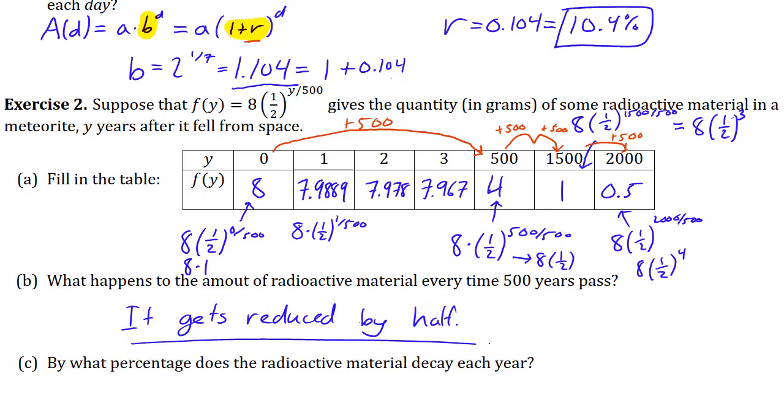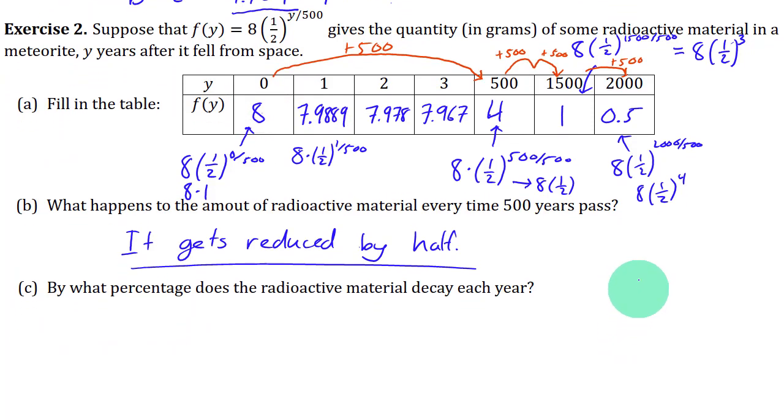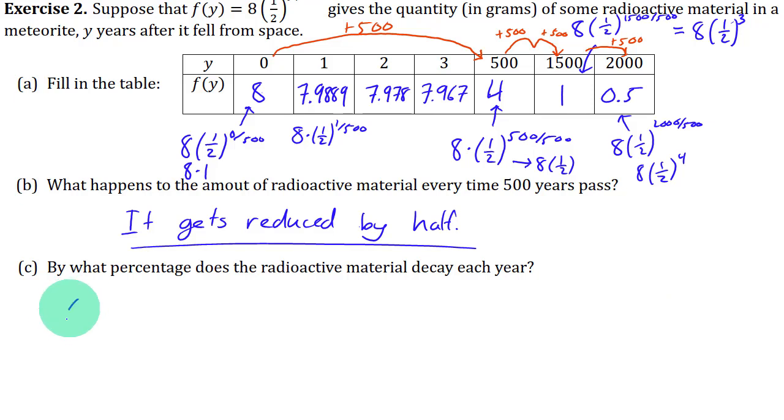All right. Now, by what percentage does the radioactive material decay each year? So each year, that's when 1 year goes by. The trick for this one is to write this as 8 times 1/2 to the power 1 over 500, and then that to the power y. And this is an extra hard problem. Maybe I shouldn't have given you this exercise at the beginning because it might have scared you off. Maybe this should have been an example. But anyways, I'll show you the answer here.